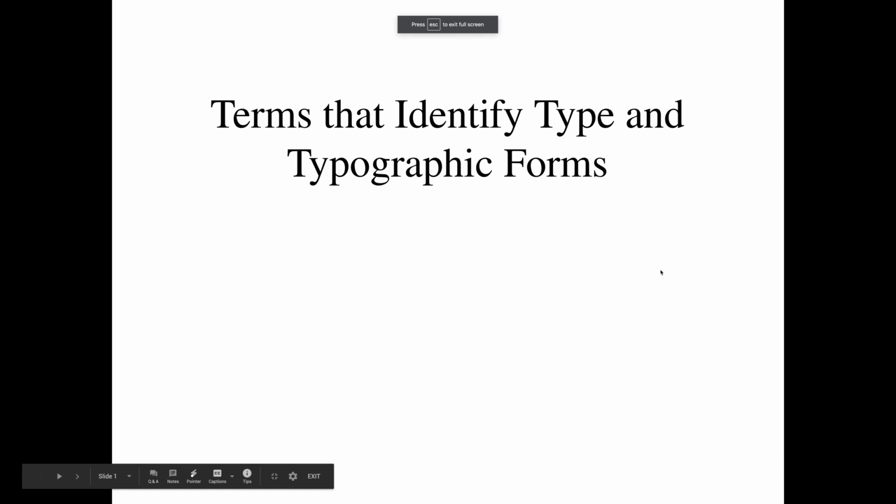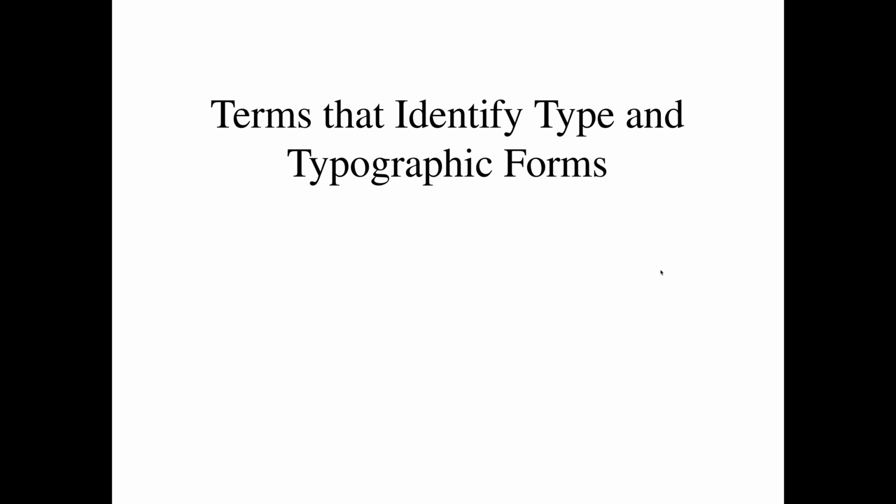So I would like to explain some terms that identify type and typographic forms. All of these definitions can be found in the Anatomy of Type handout on the first page.